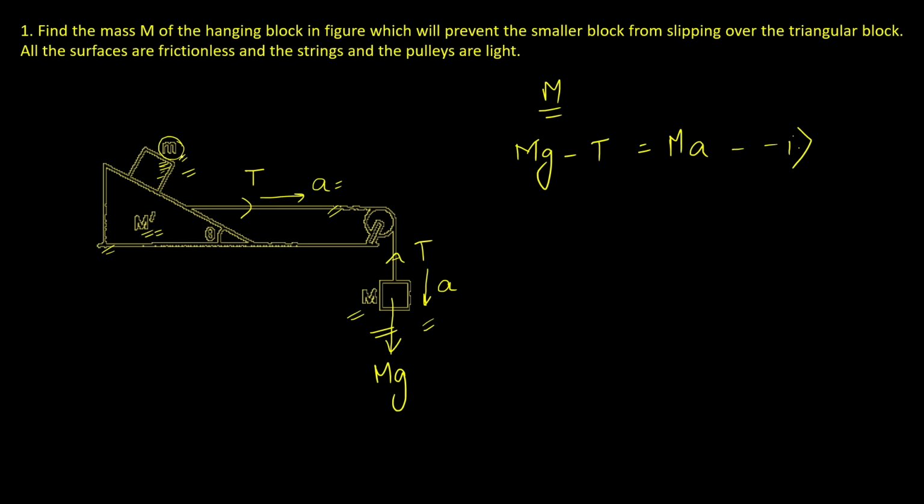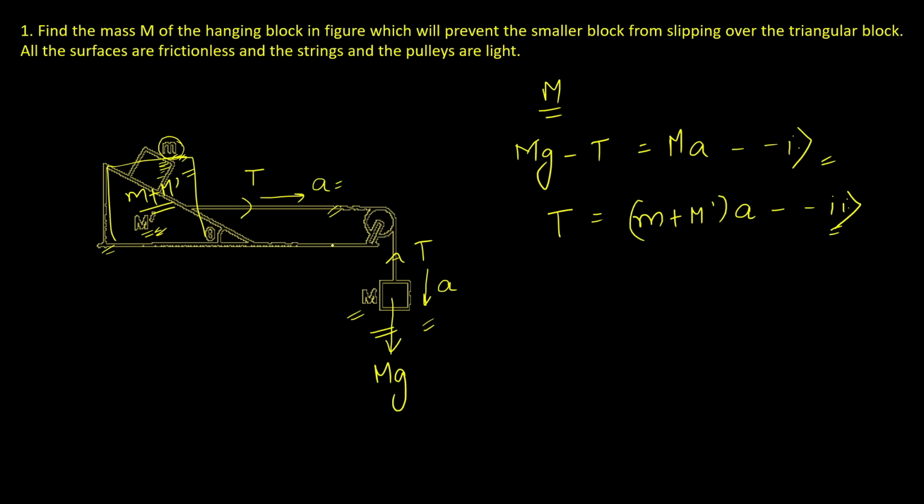And for this whole system, small mass m and m dash, since it is already written in the question that we have to prevent the smaller block from slipping over the triangular block, all this system will move together, and that's why I can take this whole system as mass small m plus m dash, and then the equation will be force is equal to mass into acceleration. This is our equation number 2. So these are the 2 equations.